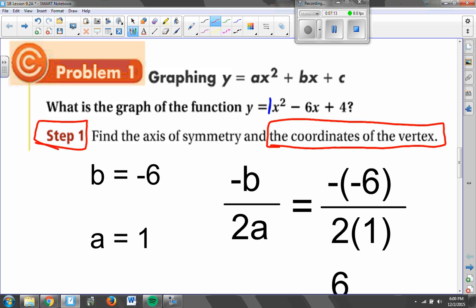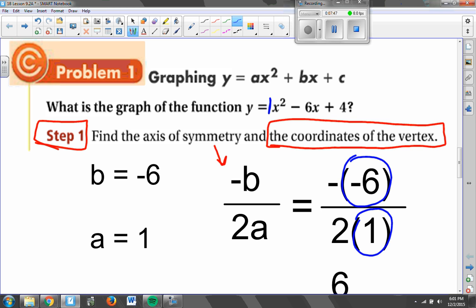Okay? We are going to use our formula from up top to help us find the coordinates of that vertex. Because remember, this formula right here tells us the x-coordinate of that vertex. So I need my b value and my a value. My b value is negative 6. My a value is a 1. So I'm going to put that into my equation. Negative b value over 2 times a value.